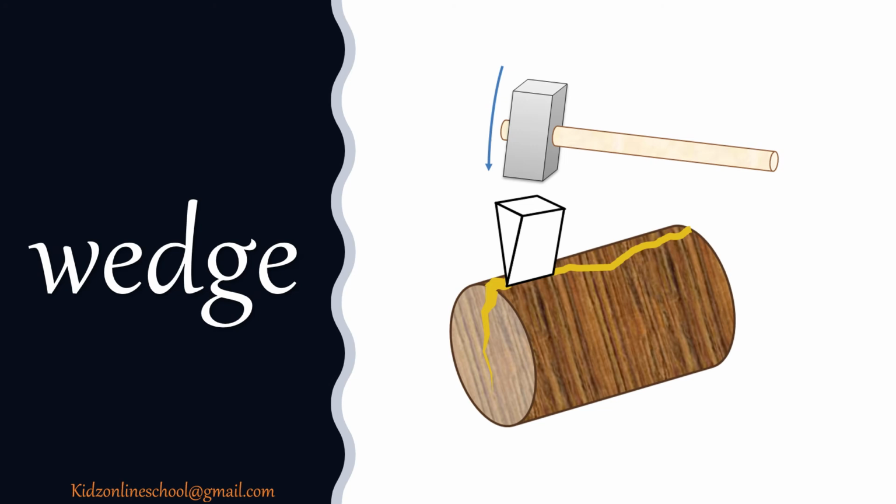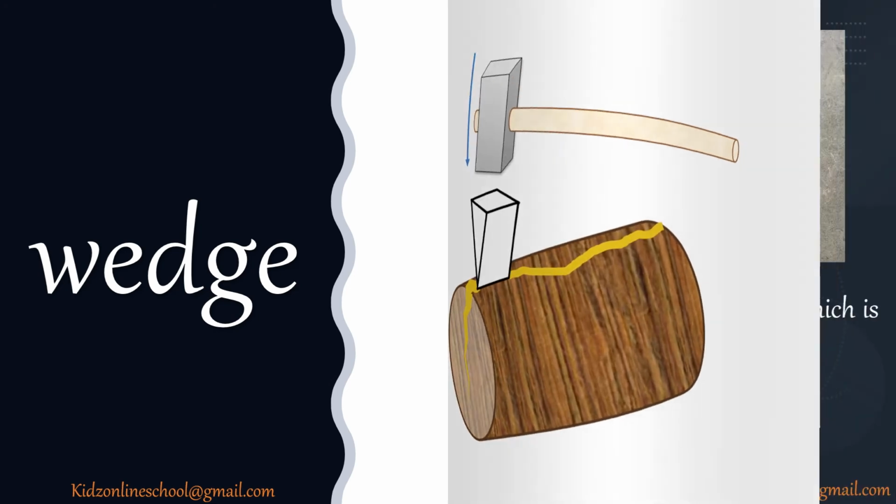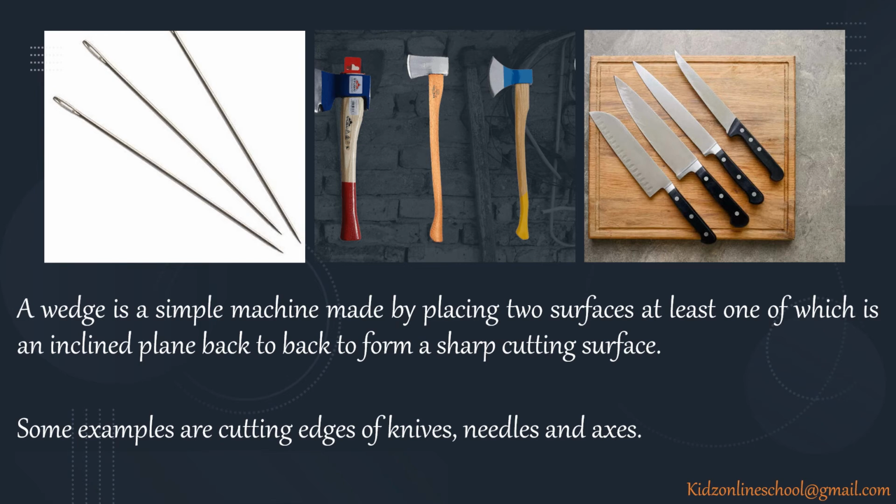About wedge. A wedge is a simple machine made by placing two surfaces, at least one of which is an inclined plane, back to back to form a sharp cutting surface. Some examples are cutting edges of knives, needles, and axes.